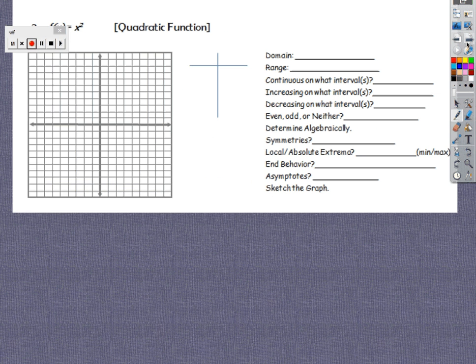At this point, I would like you to try and graph, fill in the table, your corresponding y values, graph those points, and complete your properties. Pause this, complete it. When you're done completing it, hit play and we'll go over the answers.